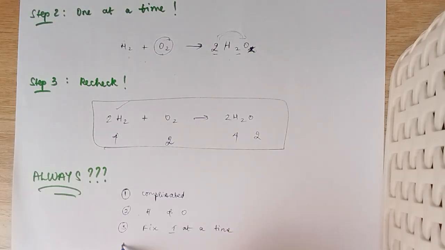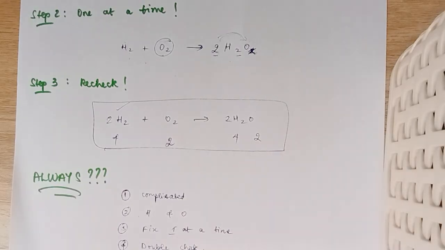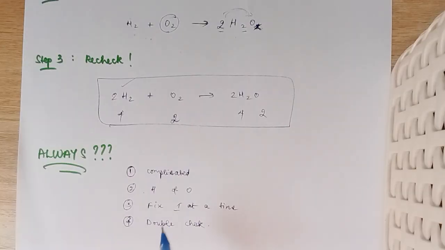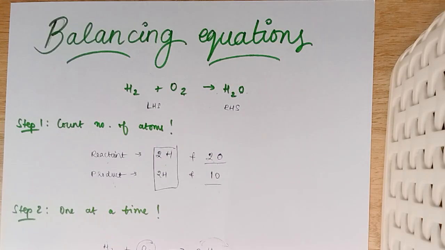And then always, and I mean always, double check your answer, because no matter how many times you do the balancing, it will always go wrong somewhere or the other. So this is how you balance chemical equations in chemistry.